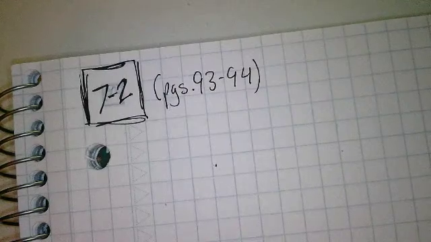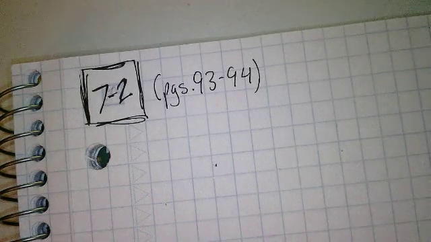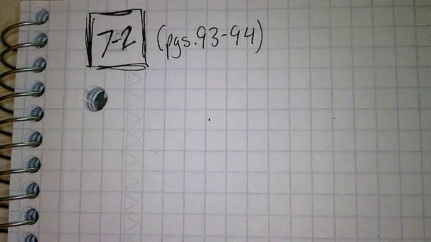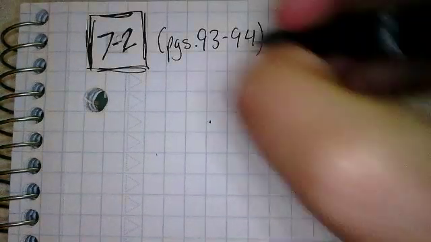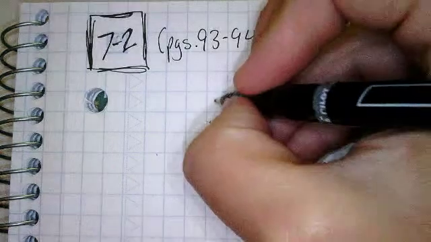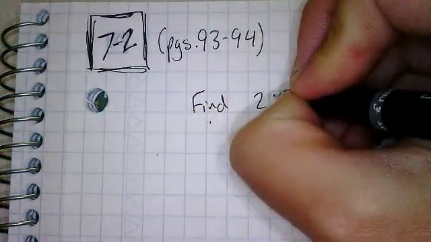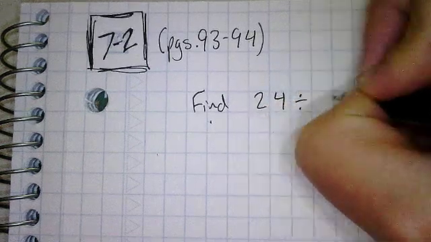Line 7-2. It's pages 93 and 94 in your book. Today we are talking about relating multiplication and division. Now, this is, I think, fairly easy in terms of what we're actually doing. So, we're going to look at it this way. First things first, it wants us to find 24 divided by 8.